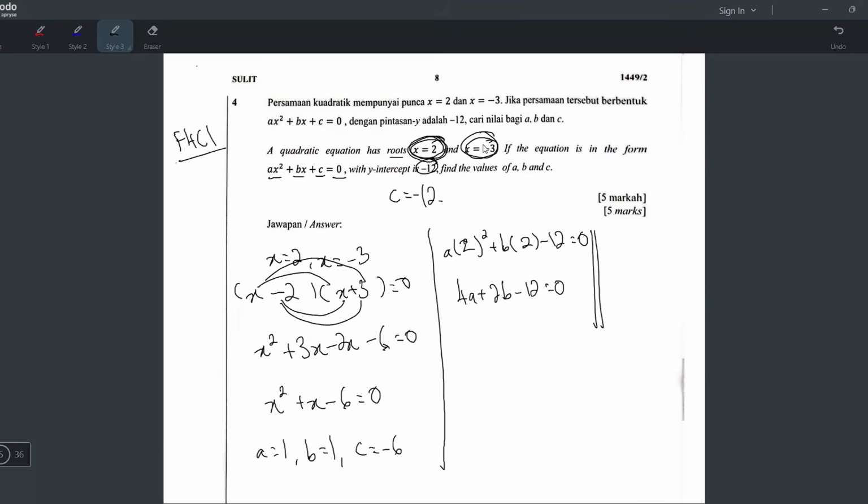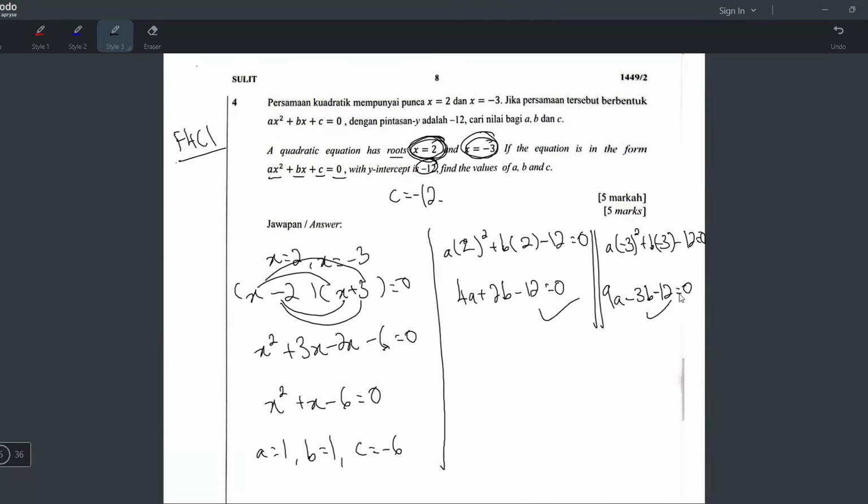Let's repeat the same step. This time it's ax squared plus bx plus c equals plus c is negative 12. So minus 12 equals 0. And this time the x is negative 3, negative 3. Negative 3 squared is 9, so 9a minus 3 times 3 minus 3b minus 12 equals 0.